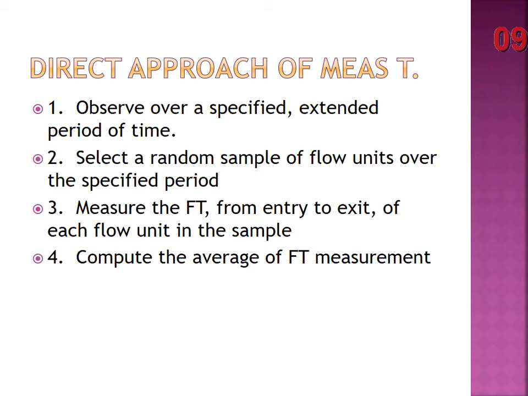So then you select a random sample of flow units over a specified period, right? For each of those flow units, you measure the flow time from entry to exit of each flow unit in the sample, and then you take the average of it. So again, the direct approach is just observing, taking a random sample, and calculating based off of that.